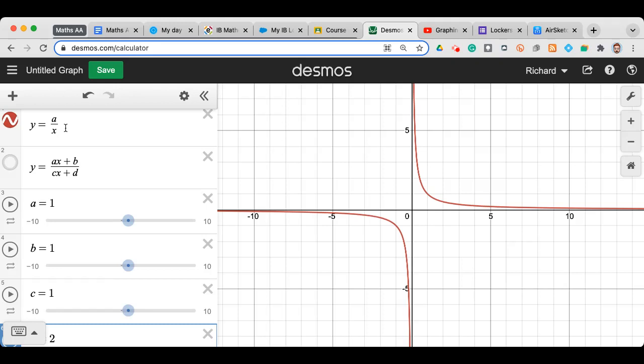K over x. Okay, so diagonal symmetry. Yep. Okay, thank you. That's a much more complex one than I was thinking of. Stan, give me one more feature of a reciprocal function.